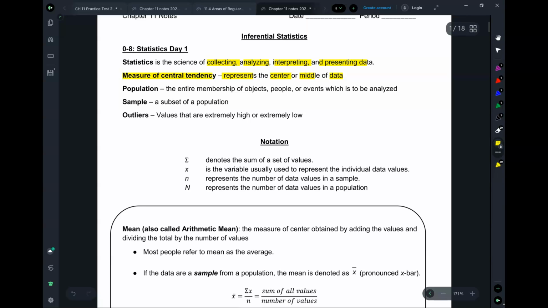Okay, let's talk about a few things. Population versus sample. Population is the entire membership of objects, events, people, and so on, which is to be analyzed. So for example, if it's about consumption of sugar in the US, it would be the entire US population, right? A sample is the people, let's say, who have been surveyed, right?